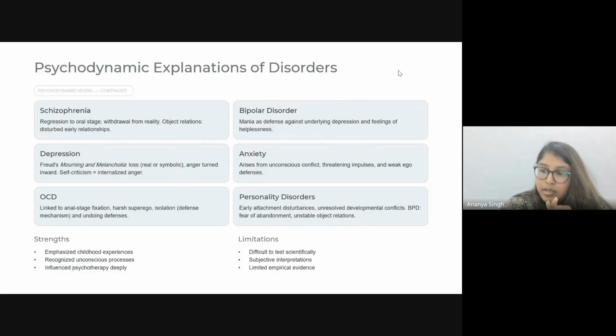And then there's undoing. Undoing in the sense that if something is done, I can undo it by doing something. So compulsion is essentially an attempt to undo something, to cancel something unacceptable out.